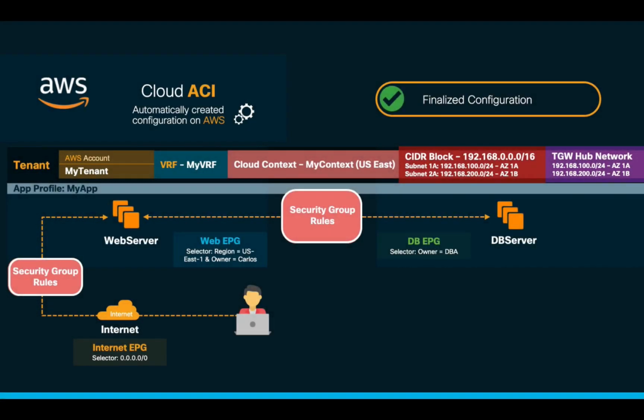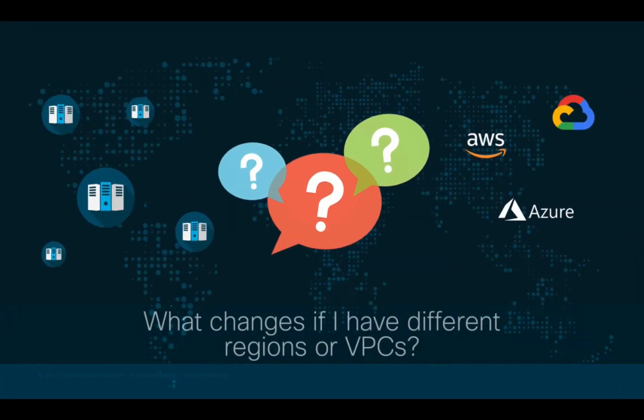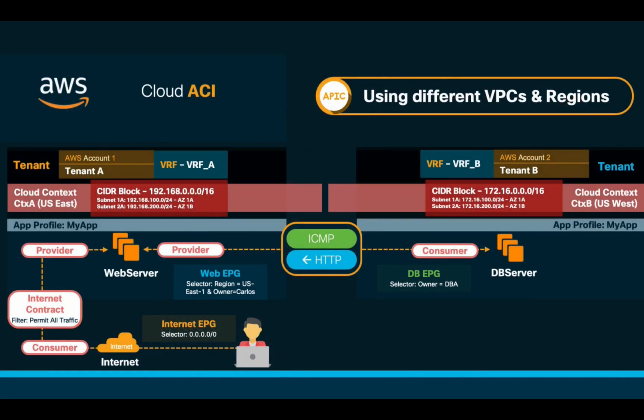in a single region. However, you may be wondering what changes if I have to communicate multiple tenants, regions, or VPCs. Well, the great news is that it all stays pretty much the same. You just have to account for different site blocks and subnets for each VRF or tenant and define contracts that have a tenant or global scope depending on your need.